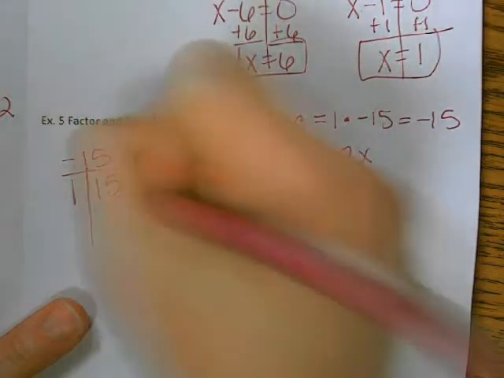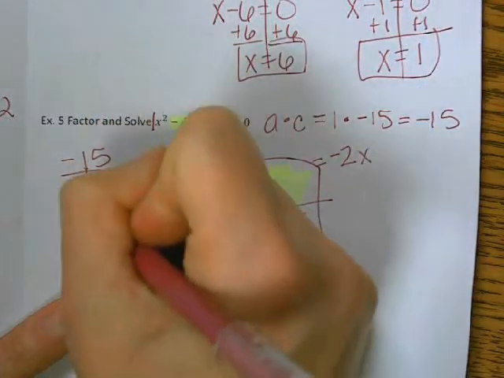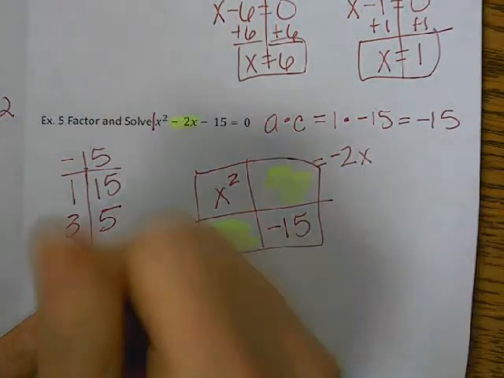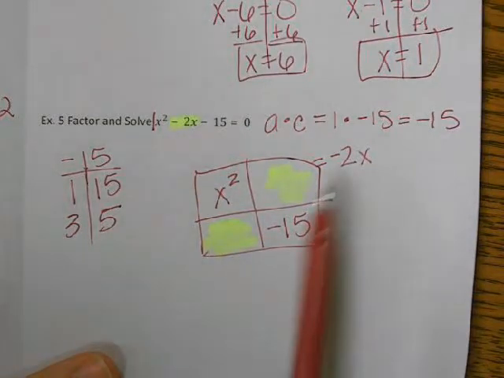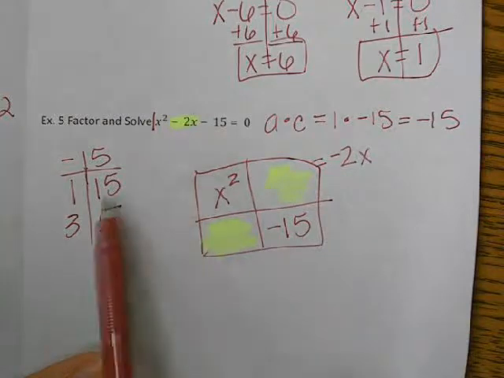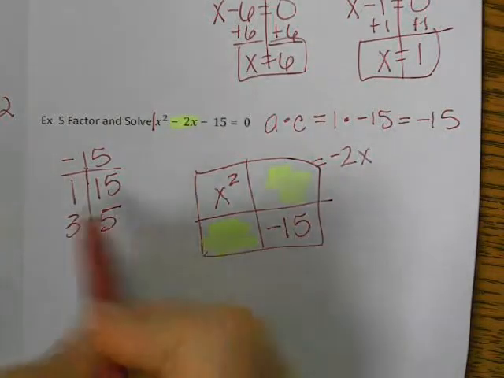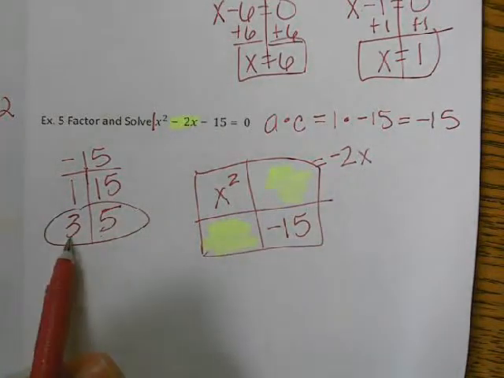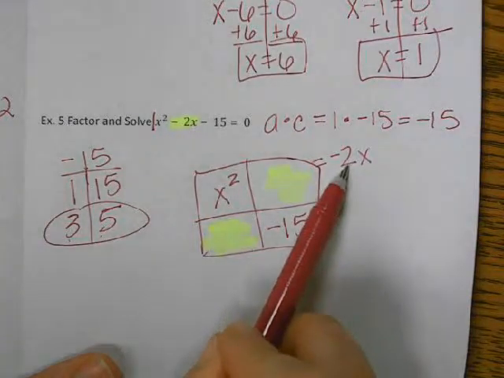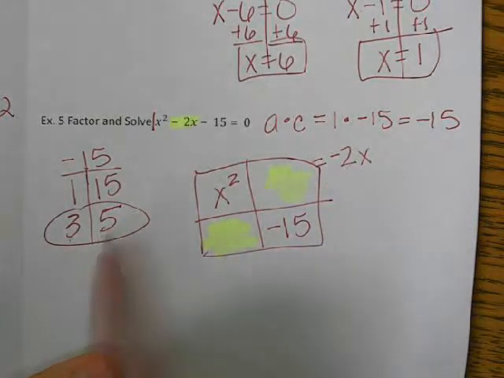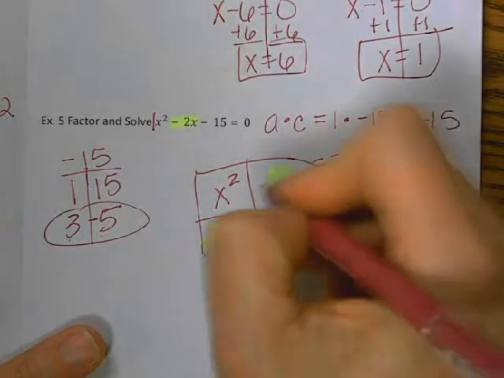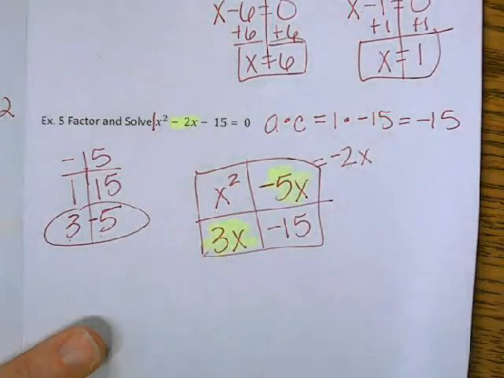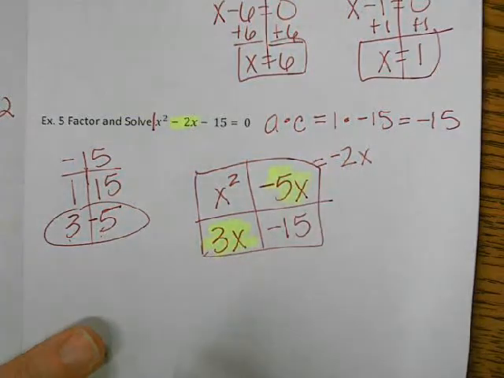So this is 1 and 15, 2 doesn't go into it, 3 and 5, 4 doesn't go into it, and now I'm back to 5 and 3. When I subtract, I want to get negative 2, okay? That one doesn't, but this one can get me 2 if I do 5 minus 3. What if I want it to be negative? Then I need to make the bigger number negative, so it's negative 5. So this is 3x and negative 5x. Now, it does not matter which box you put those in. You could switch them around.